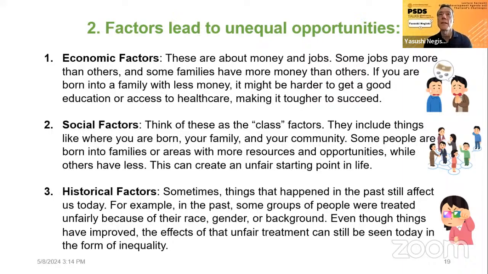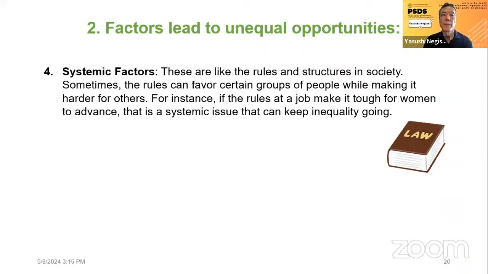The third is historical factors. Sometimes things that happened in the past still affect us today. For example, in the past, some groups of people were treated unfairly because of their race, gender, and background. Even though things have improved, the effect of that unfair treatment can still be seen today in the form of inequality. Those are the historical factors.